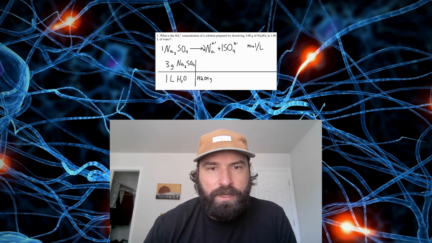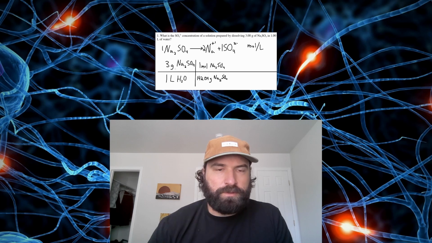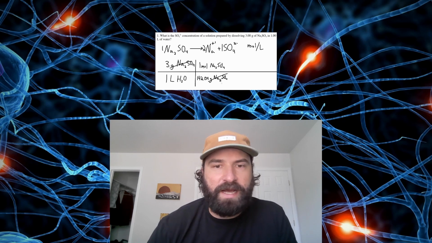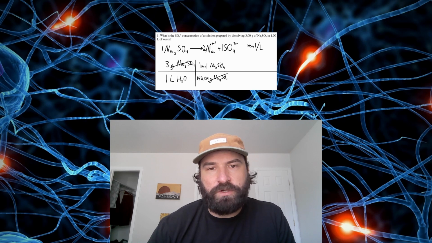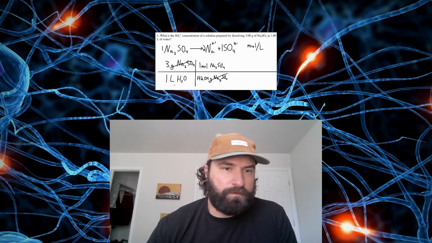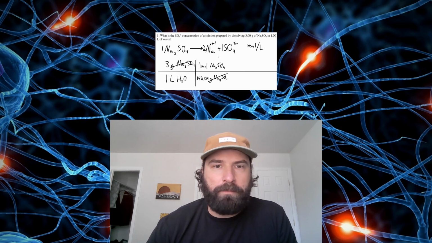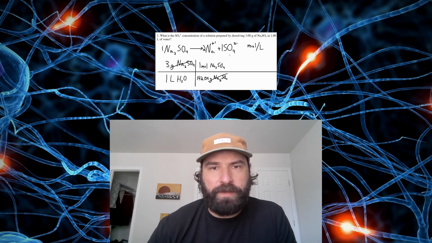142.04 grams of Na2SO4 per 1 mole of Na2SO4. And so we'll see that our grams of Na2SO4 on the bottom cancels with our grams of Na2SO4 on the top. That's exactly what we're looking for. So now we're in moles of sodium sulfate over liters of H2O, but we want moles of just sulfate. So now we have to figure out a way to compare moles of sodium sulfate to just moles of sulfate.